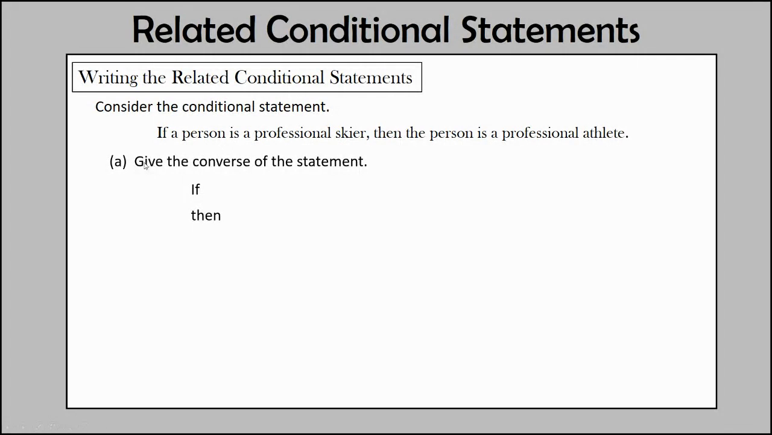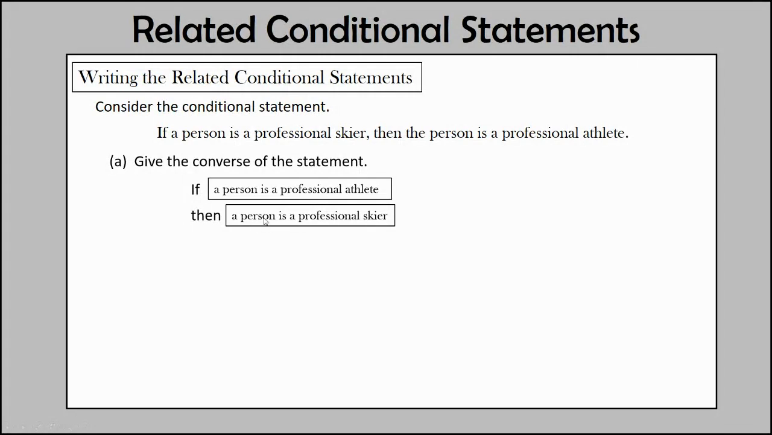Okay. Now, the first thing says is give the converse of the statement. So remember, the converse is when I take the conclusion and make it the hypothesis, and the hypothesis and make it the conclusion. So the converse of this statement would be if a person is a professional athlete, then the person is a professional skier. Now, if we were asked truth value, I'd say that's false. Not every professional athlete is a skier, but every professional skier is an athlete.